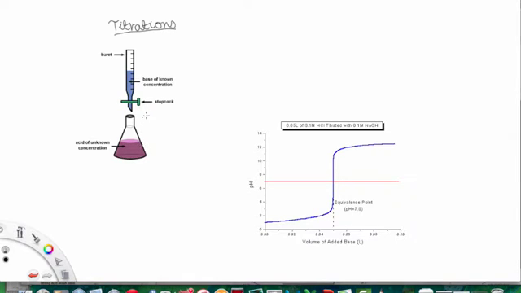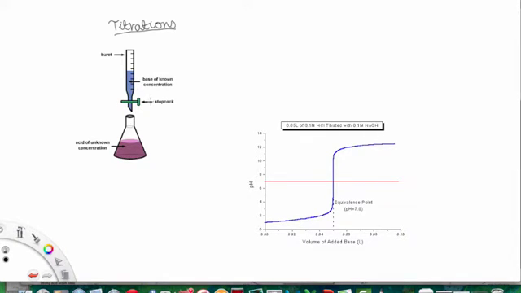change. So this is the setup, and we have a burette, which allows us to slowly titrate, in this case, a base of known concentration into a flask with an acid of unknown concentration. This can be flipped around too, where we can titrate an acid of known concentration into a base of unknown concentration. So that can work both ways.